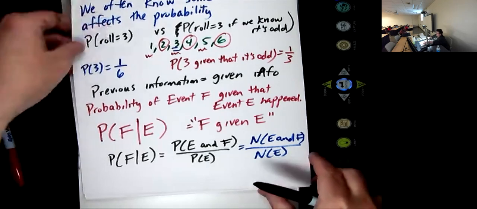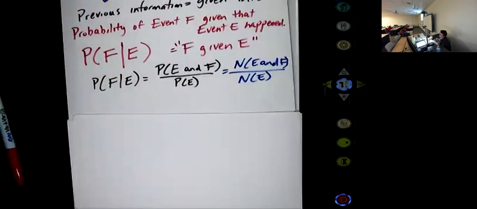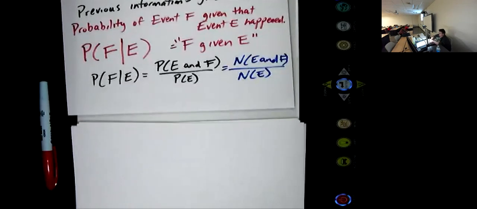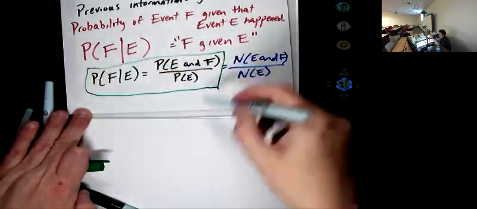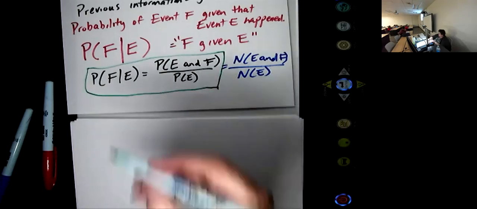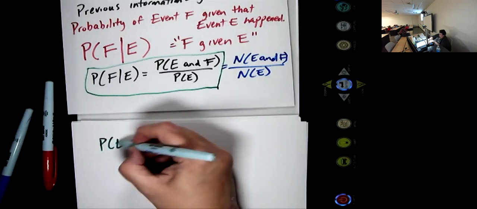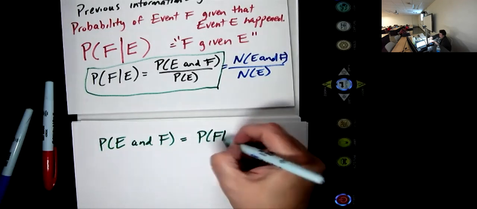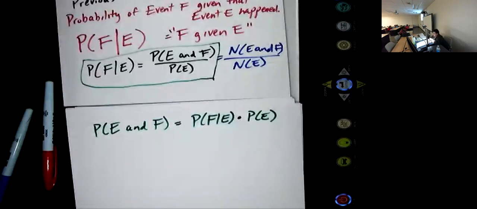And this is a little easier to use once you see it in play, but first, let me put a box around it. If I take this and I multiply both sides by the probability of E, I get the probability of E and F equals the probability of F given E times the probability of E. That's another form of this equation that's common.